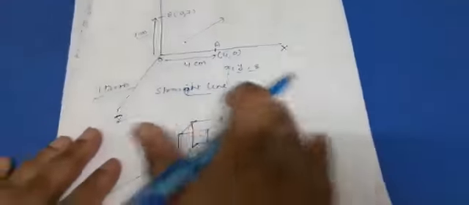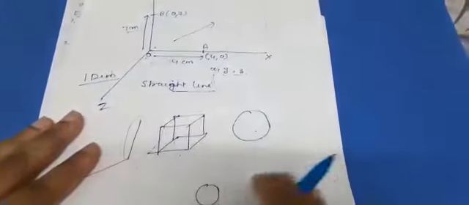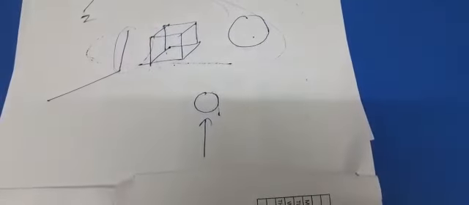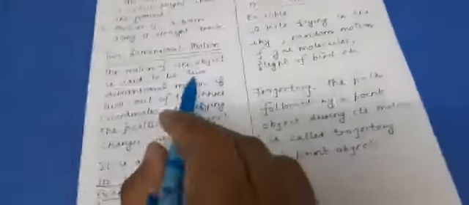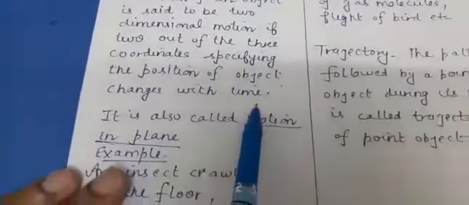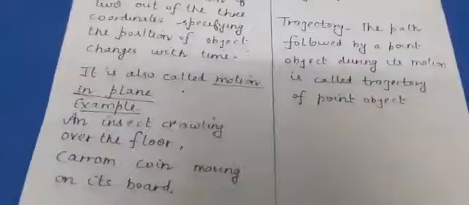So this type of motion, random motion, without knowing the position, where it is free to move anywhere on its sheet, on the floor, is an example of two-dimensional motion. It means only two of the three coordinates change. So basically, the motion of an object is said to be two-dimensional if two out of the three coordinates specifying the position of the object change with time. It is also called motion in a plane.